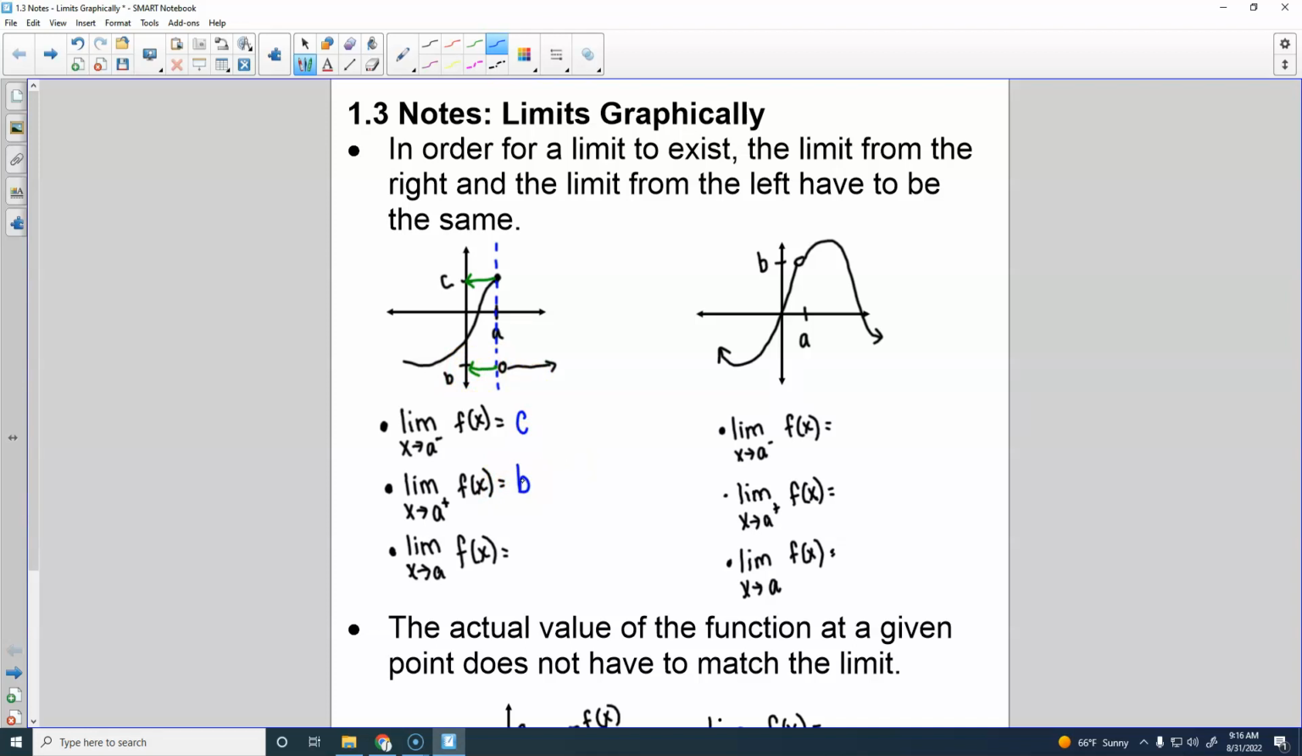Now, in order for you to have a limit at that x value, the limit from the right and the limit from the left have to meet. Right? So, in this case, they do not. We've got limits that don't meet up. So if we have a jump in the graph like that, the limit does not exist at that jump. It's C from one side, B from the other. So from both sides, this would be does not exist.